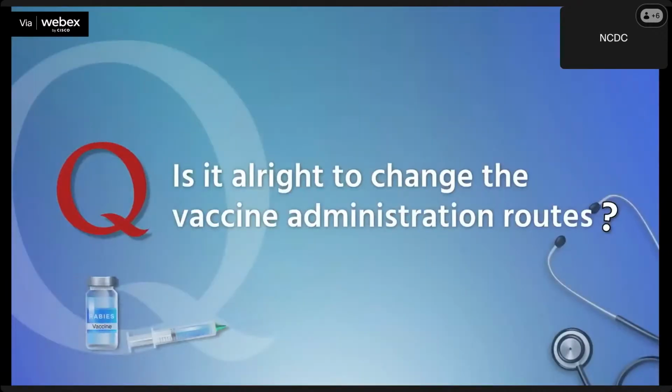And if we want to give the intramuscular route, the entire vial of vaccine is administered on each of the days 0, 3, 7, 14 and 28. Is it alright to change the vaccine administration routes? As a routine during post-exposure prophylaxis, changing the administration route from intramuscular to intradermal or vice versa is not recommended. Also, changing from one type of modern rabies vaccine to the other is not encouraged.